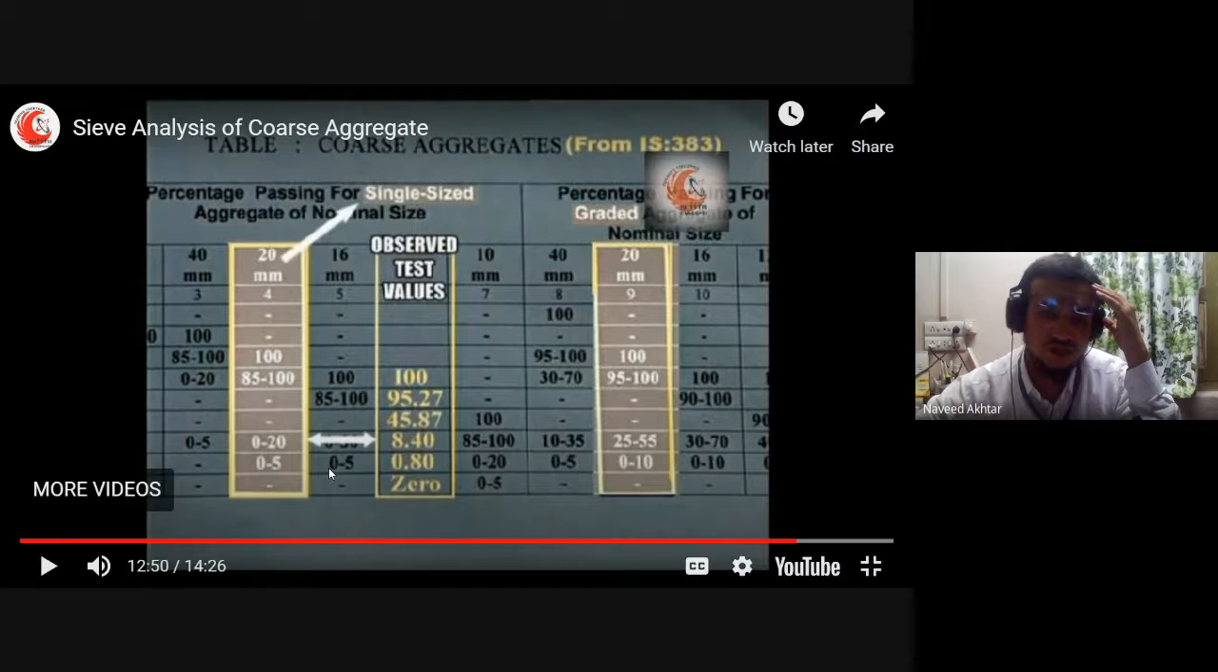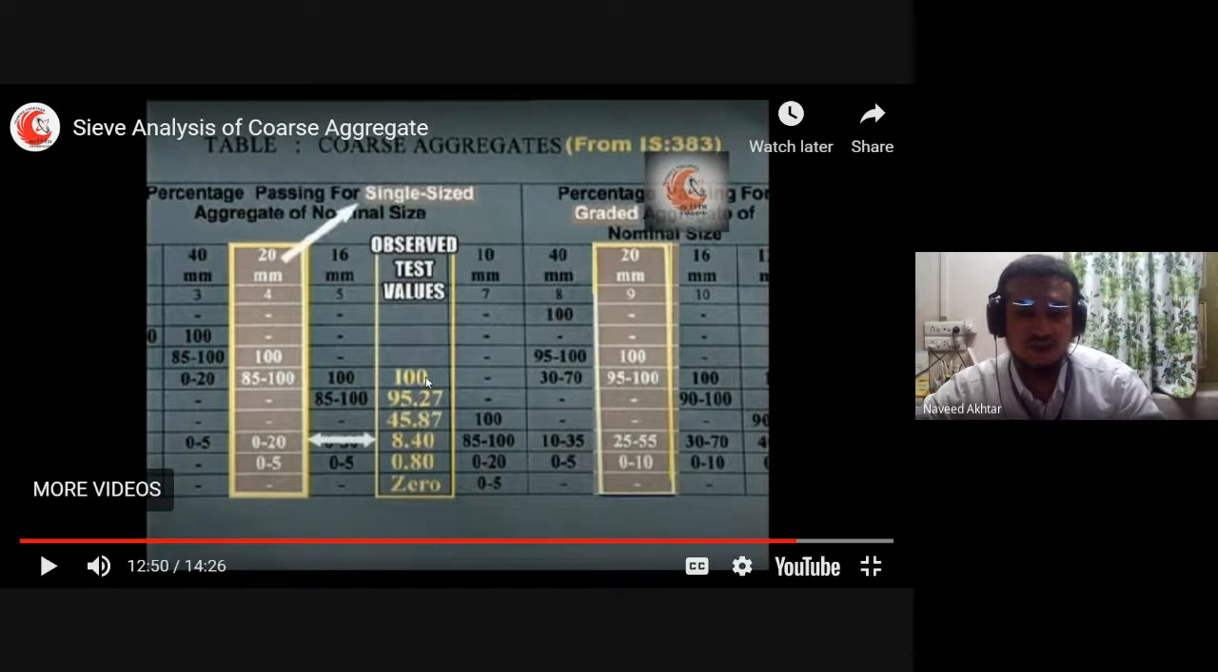Here you can see this is the 20 mm passing, this is the 16 mm. But you can see here the percentage is matching with the single size aggregate. So at the conclusion you can write down the grading of coarse aggregate, singly graded or well graded.